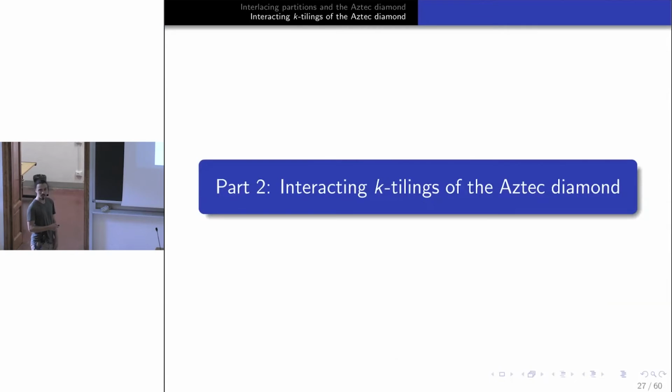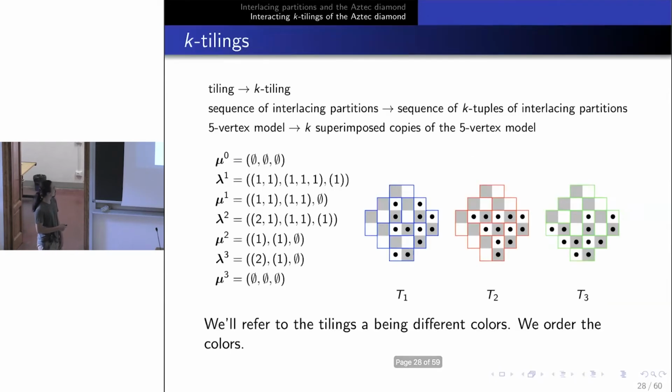Okay, so now let's talk about k-tilings. Like I said, our tilings go to k-tilings, our sequences of partitions go to sequences of k-tuples of partitions, and our 5-vertex model is going to go to k superimposed copies of the 5-vertex model. So for example, here we have a particular 3-tiling of the Aztec diamond. We can look at the particles along each slice for each color. And this will give us, let's say, along the first slice, it's empty for all 3. And now we look at the second slice, and that'll give us another tuple of partitions.